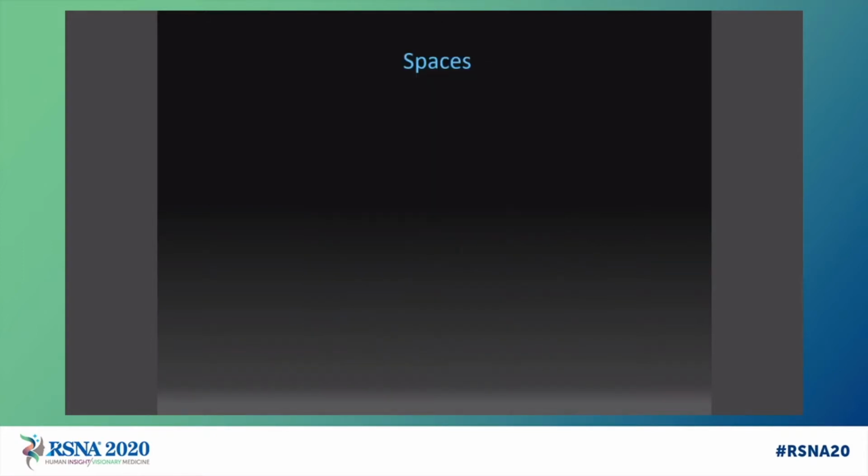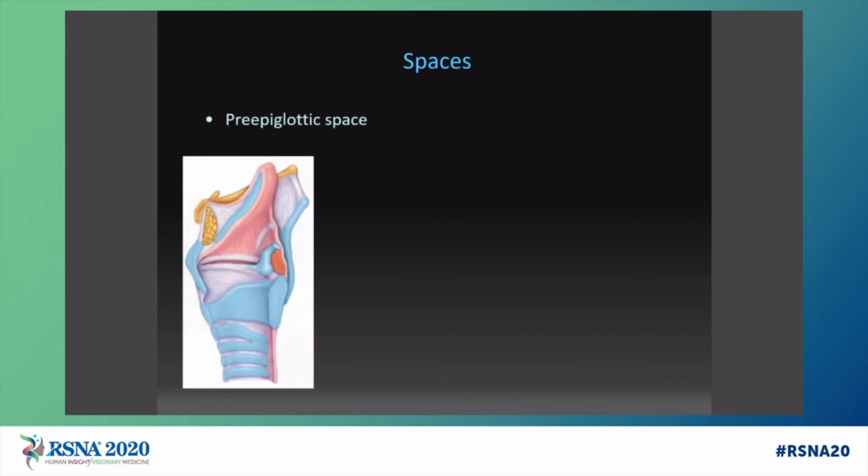Spaces. There are two important ones. One is the pre-epiglottic space, which is this area that contains fat. It's demarcated from above by the hyoepiglottic ligament forming the roof, the thyrohyoid membrane, and the thyroepiglottic ligament, or the petiole, which is the root of the epiglottis.